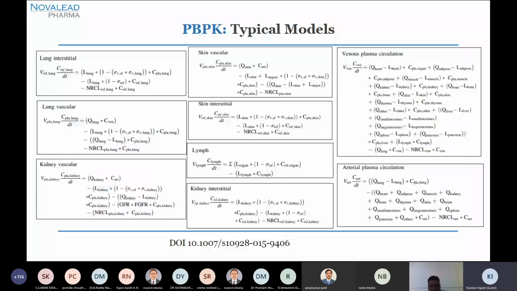This would be a typical equation which we would be using in the PBPK modeling. For the tissues, the equations are fairly small, but if you see the venous or the arterial equations, they are very, very large, because the drug from the arterial supply or from the venous circulation is going to go into different tissues and would be coming back from different tissues into the circulation.